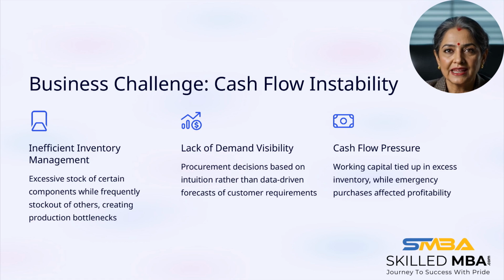Inefficient inventory management has led to excessive stock of some components and frequent stockouts of others, causing production bottlenecks. Procurement decisions rely on intuition instead of data-driven forecasts, resulting in a lack of demand visibility. This ties up working capital in excess inventory, while emergency purchases strain profitability.